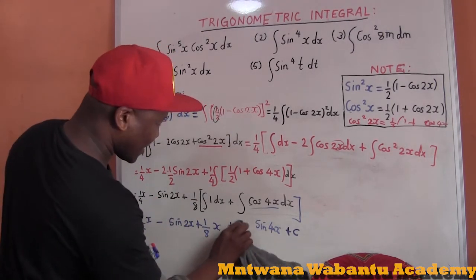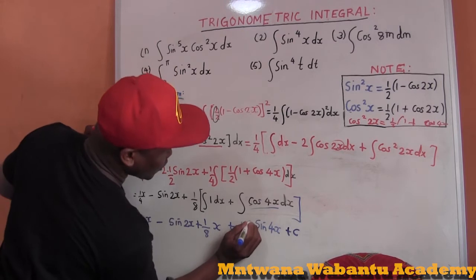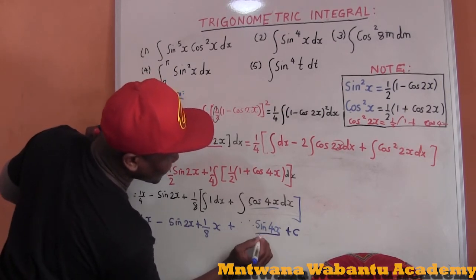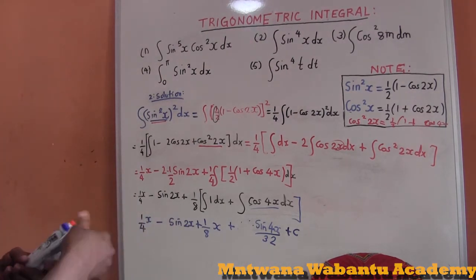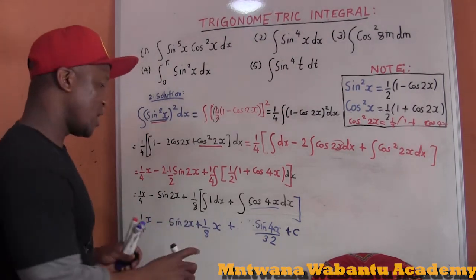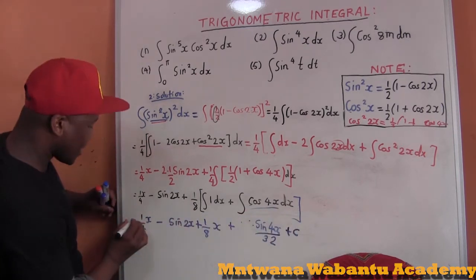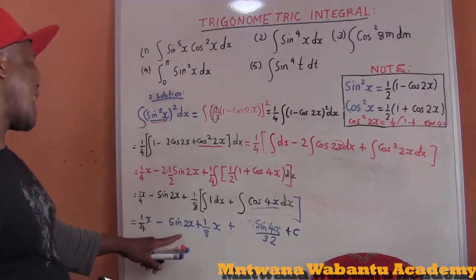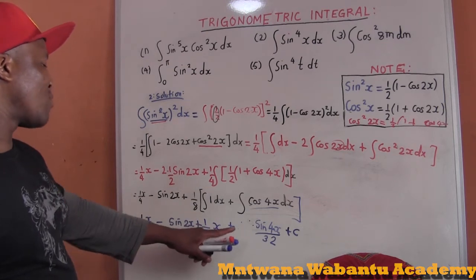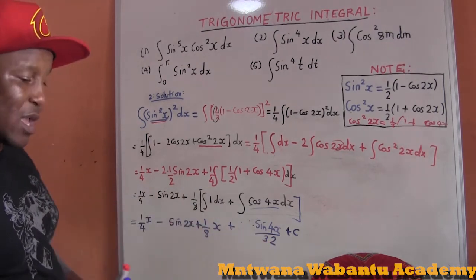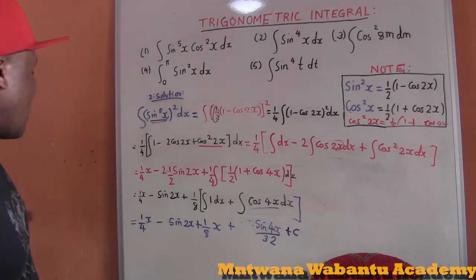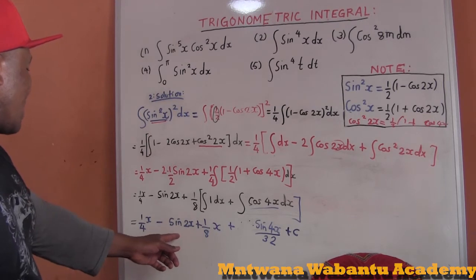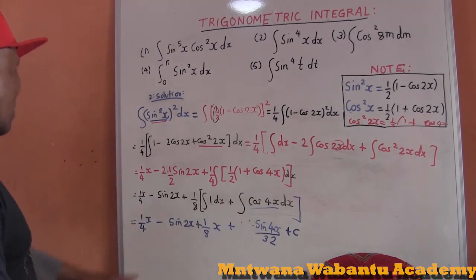So this is 1 over 32, and the 1 times sine 4x is sine 4x, just over 32. So now that's the final answer. When you integrate all this equation, this is what we get: a half x minus sine 2x plus 1 over 8x plus sine 4x over 32 plus c. If you want, you can take 1 over 4 out, or you can leave it how it is, it's fine, because this one doesn't have 1 over 4.